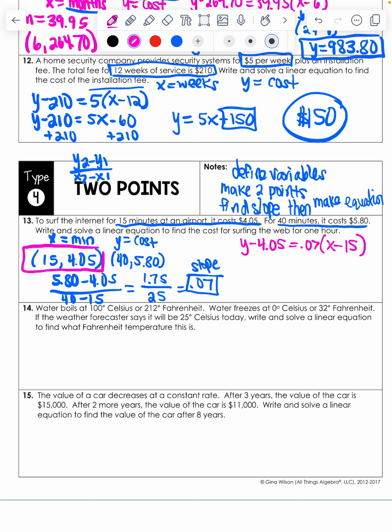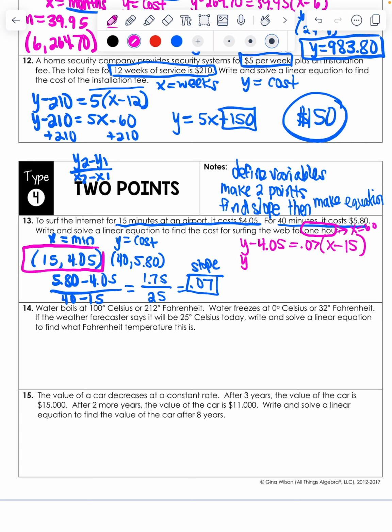Totally fine to use point slope form. You could use slope intercept form. It'll take a couple extra steps. But this is my equation, and I'm going to use this equation to answer the question for what it would cost for 1 hour of surfing the web. Another hurdle, because this problem is in minutes. So we're not going to be using x equals 1. We're actually going to be using x equals 60 because 60 minutes are in an hour.